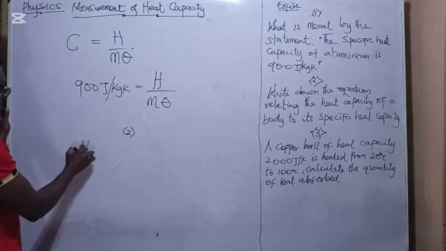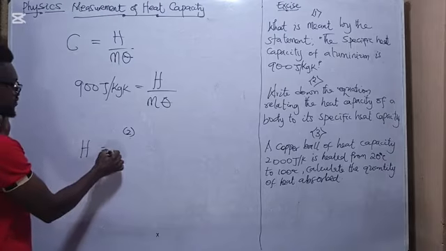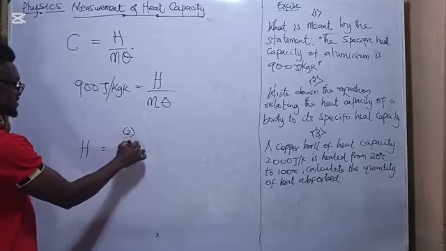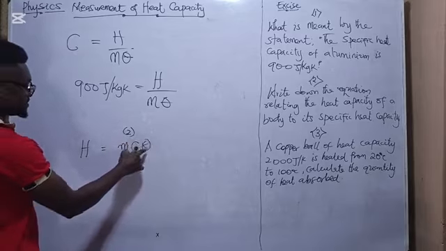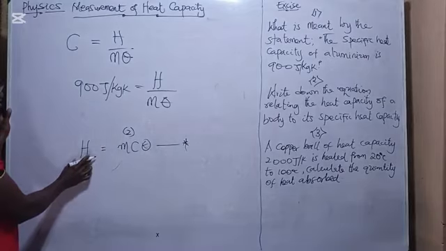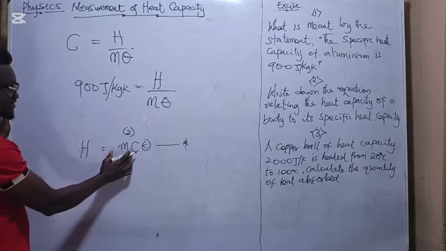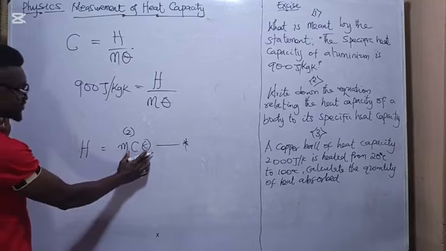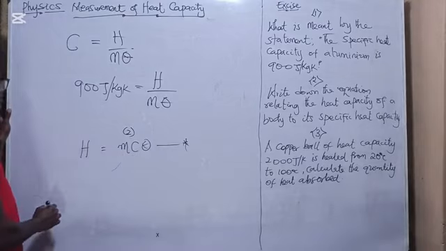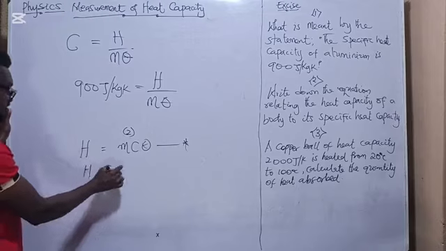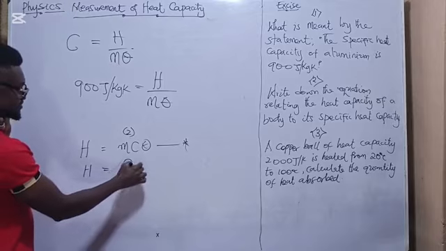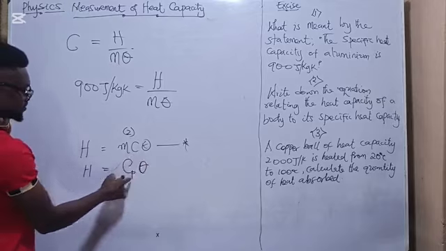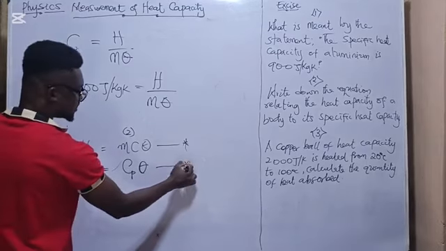From specific heat capacity, we derive the equation that mass times specific heat capacity times temperature change is equal to heat. We have it as equation 1. So the quantity of heat is the product of mass, the specific heat capacity, and the temperature change. Then again, from heat capacity, we derive the formula that heat is equal to heat capacity times temperature change. We have it as equation 2.